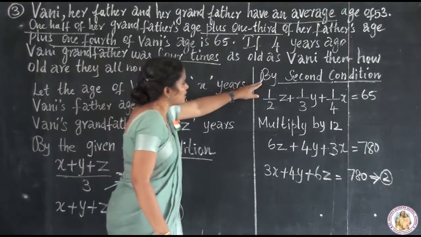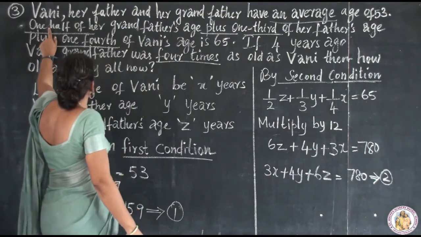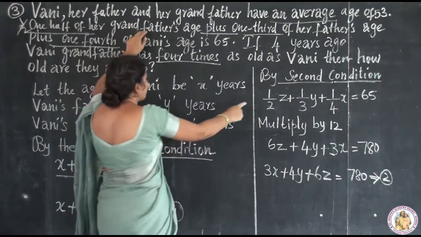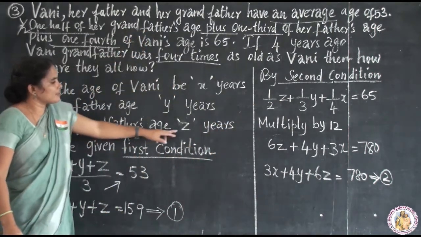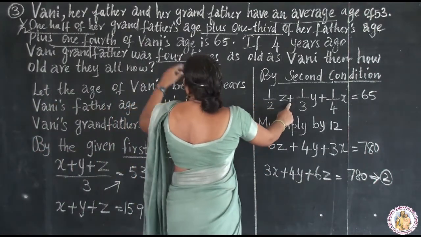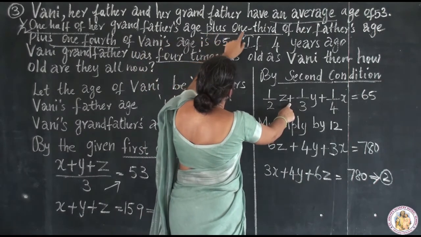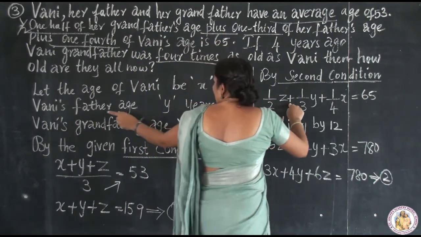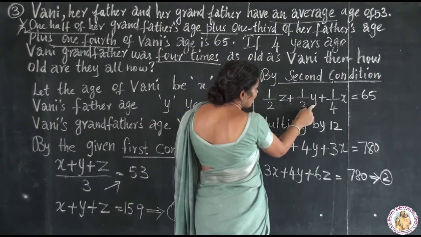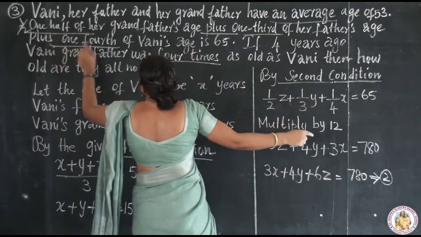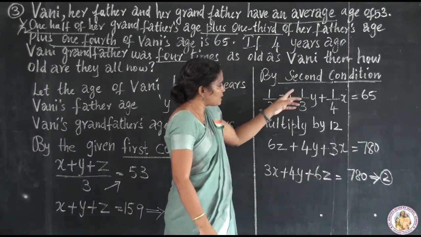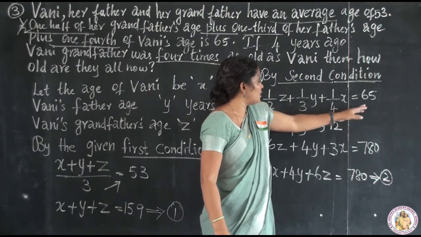By the second condition, 1/2 of her grandfather's age. Grandfather is z, so 1/2 z, plus 1/3 of her father's age. Father is y, so 1/3 y, plus 1/4 of Vani's age, that is x. So 1/2 z plus 1/3 y plus 1/4 x is equal to 65.